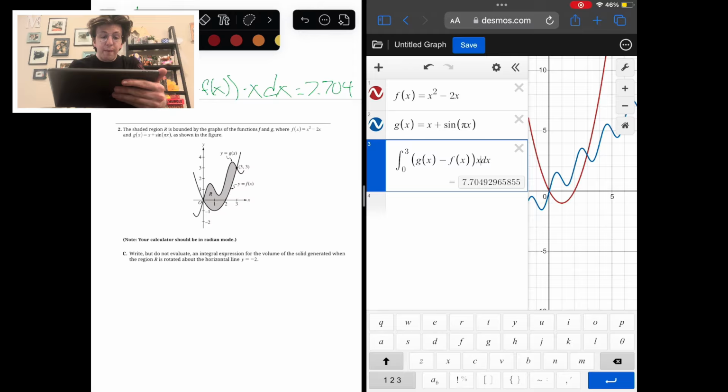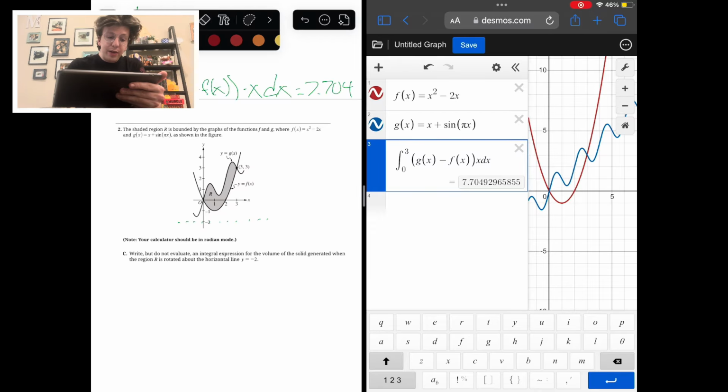Right, for part C, but do not evaluate. So we do not have to plug anything into the calculator. We want an integral expression for the volume of the solid region generated when the region is rotated around the horizontal line y is equal to -2. So immediately I know that there is going to be a horizontal line at y is equal to -2, and we are rotating around it.